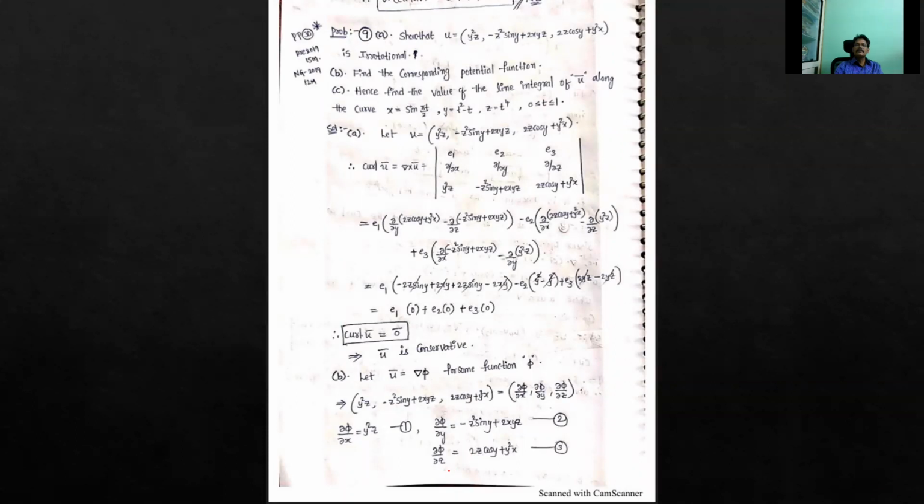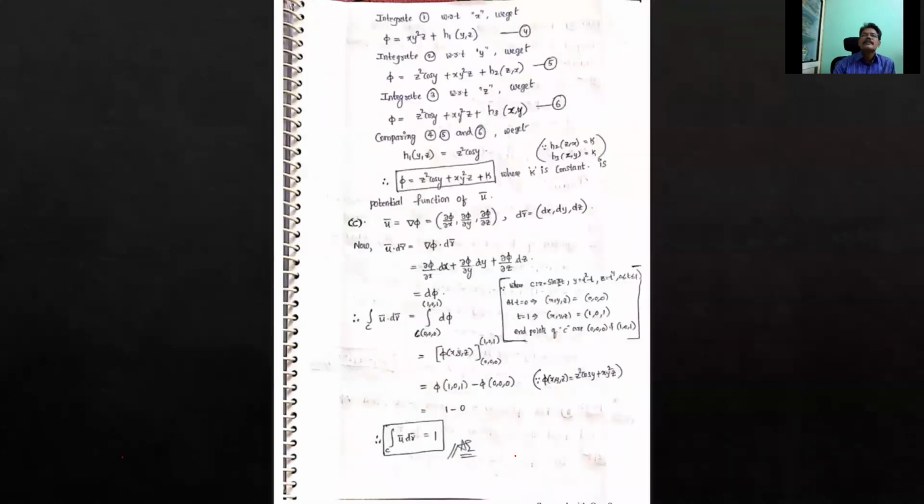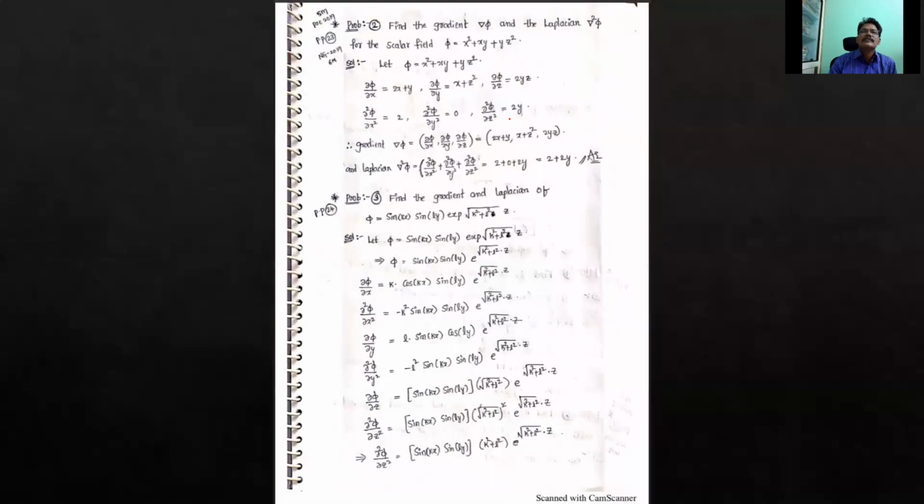And with respect to z, for z square by 2, we are getting z square cos y. y square x dz means y square x z. So here, because y and z are constant, I have written f1 of y, z. Here z and x are constant, f2 of z, x, and x and y are constant, f3 of x, y.